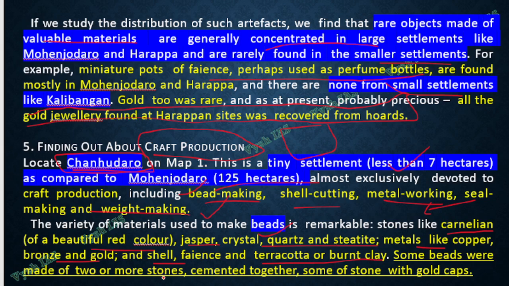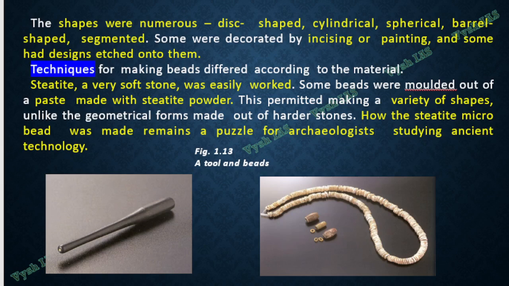Some beads were made of two or more stones cemented together, some of stone with a gold cap also. So gold is used for making some craft or jewelry. Here you can see some pictures of the beads and bead making from Channu-daro. They can be disc shaped, cylindrical, spherical, barrel shaped, segmented, every type. A lot of coloring and painting is there, with different techniques. Steatite is a very soft stone, so it's easy to work on. You can make it into different shapes, and it can be molded into a paste, so you can make steatite powder also. And geometrical forms were made even out of harder stones.